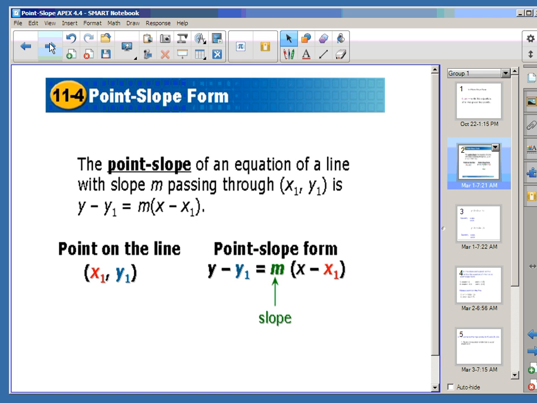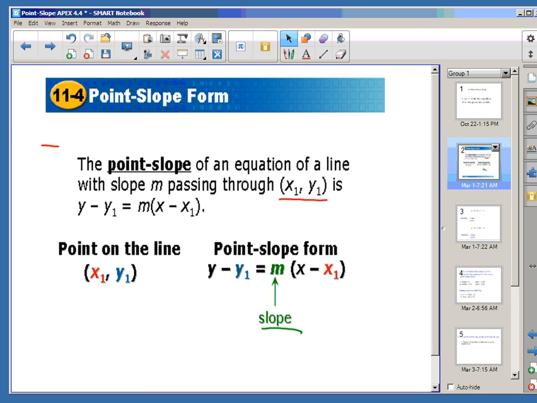Point slope form, okay. Again, the reason I like math is it's called point slope form because you need a point and you need the slope. So here's the formula right here. The point slope equation of a line with slope m passing through the point x sub 1, y sub 1 is y minus y sub 1 equals m times x minus x sub 1. So the x sub 1, y sub 1 is a point on the line, and the m is the slope.